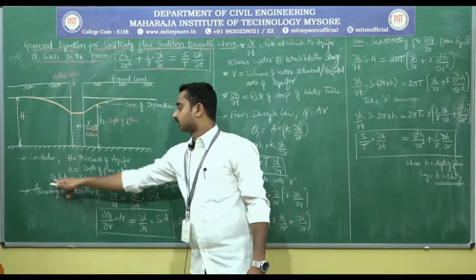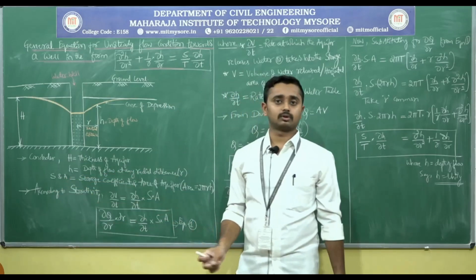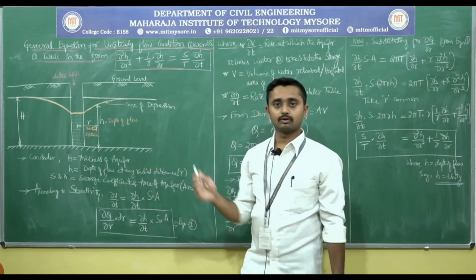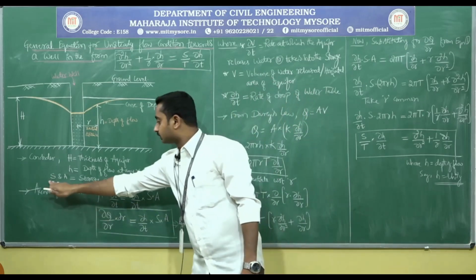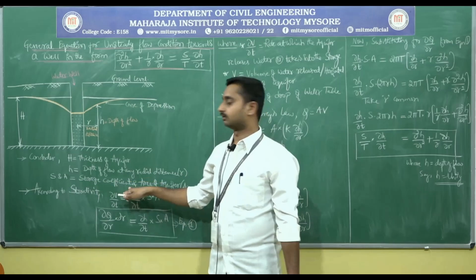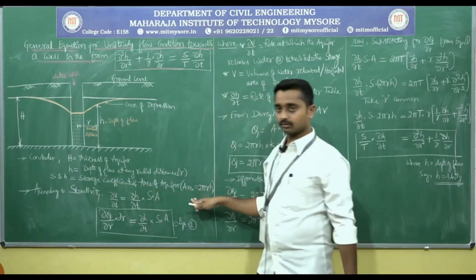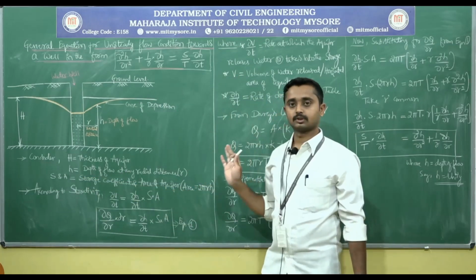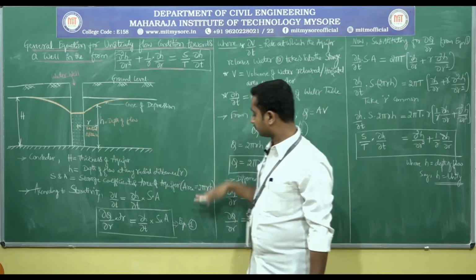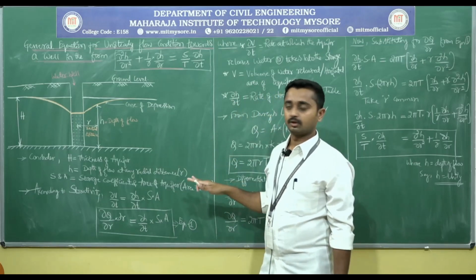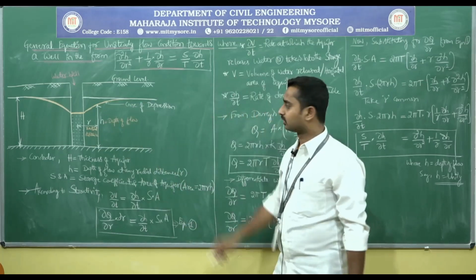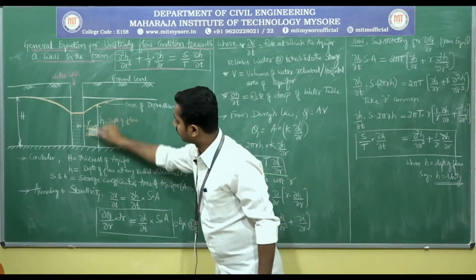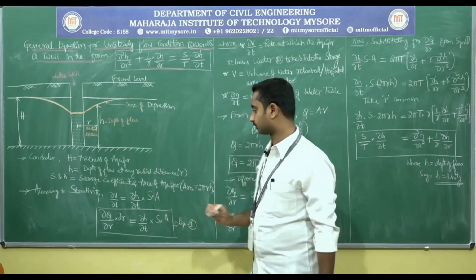And S means storativity. You studied all these things in module 2 itself. Please remember the previous concepts. So S is nothing but storage coefficient or storativity. A means area of the aquifer, which is equal to 2 pi r h. h is depth of flow corresponding to radial distance r. You can take h here also, but corresponding radial distance.